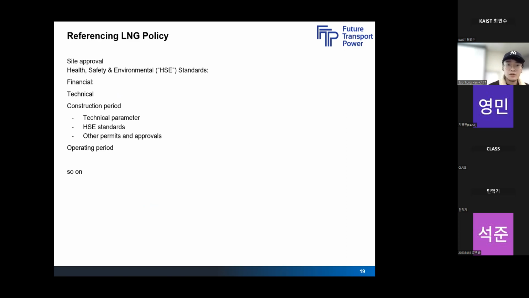Before we go into the conclusion, let me just focus on LNG policy. Currently, LNG policy has several factors. This one is an example from one country, so it is not unique to a worldwide policy, but it's pretty much saying what the worldwide policy is saying. One is site approval, health and safety, financial, technical and construction and operation, and so on. These all cover the policies that we would like to focus on.